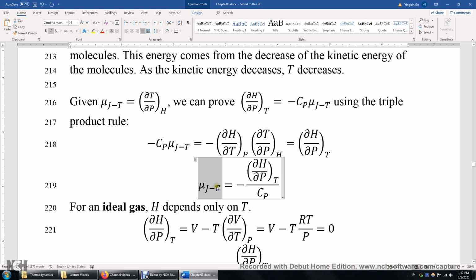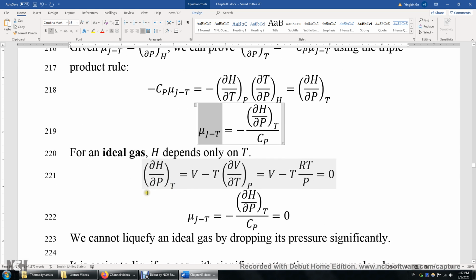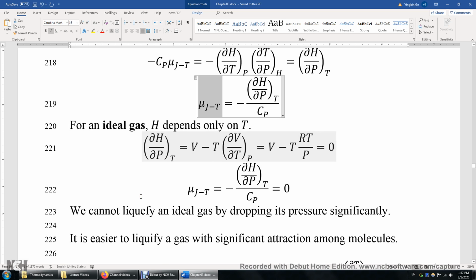Therefore, it's impossible to liquefy an ideal gas because it's impossible to change its temperature by reducing its pressure in this process. However, for a real gas, it's possible to lower the temperature by decreasing its pressure significantly, as long as this mu JT is positive.